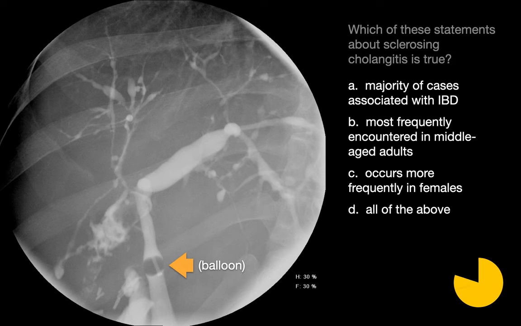Which of the statements about sclerosing cholangitis is true? Statement A is true. 70% are associated with inflammatory bowel disease. The other statements are false. Sclerosing cholangitis most often occurs in patients in their 20s and 30s, and most patients are men.